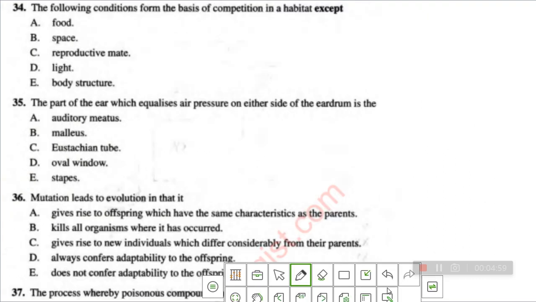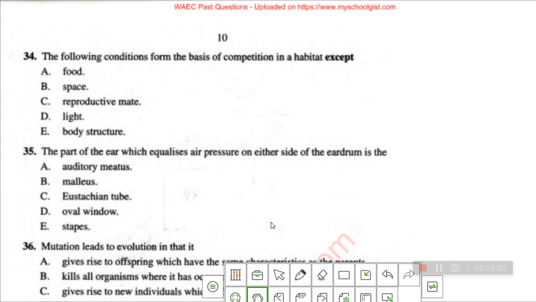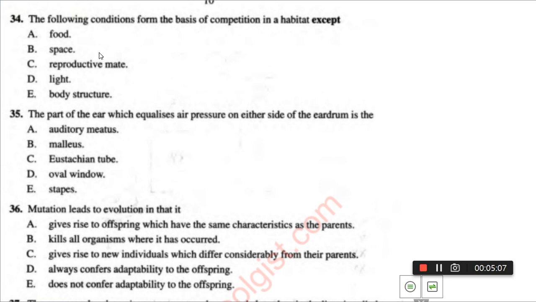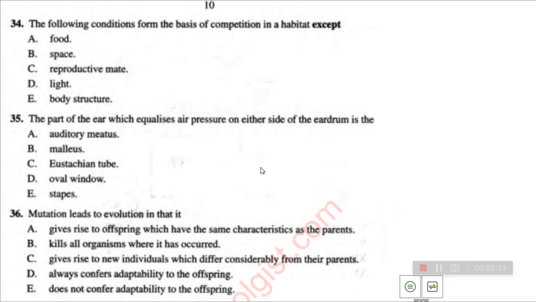So let's go to the next question. Now the next question still does. Let me try to check whether there's no other question. Okay. Number 34. The following conditions. Okay.